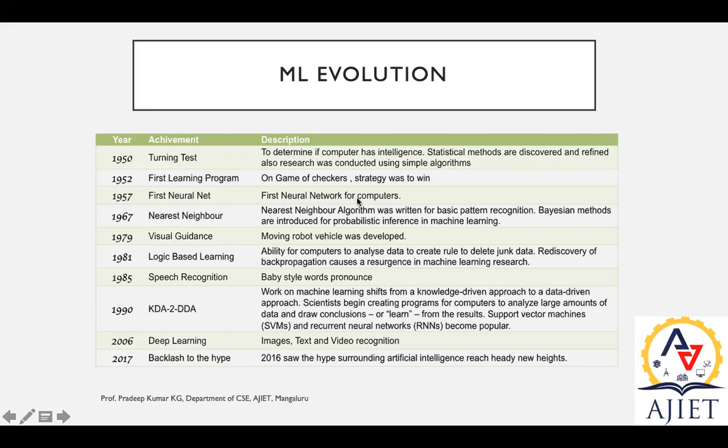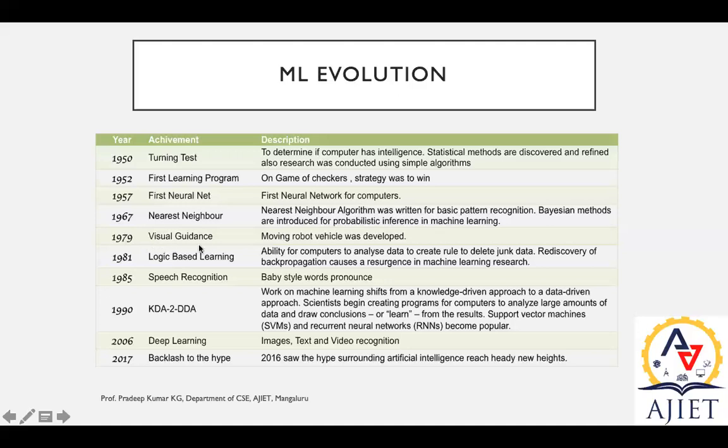1957, the first neural network for computers. 1967, the nearest neighbor algorithm was written for basic pattern recognition. Bayesian methods were introduced for probabilistic inference in machine learning. So this is the major growth in 1967, almost around 10 years to identify the nearest neighbor, so that we can identify the pattern and compare. One of the Bayesian methods was introduced in that particular year, along with probabilistic data.